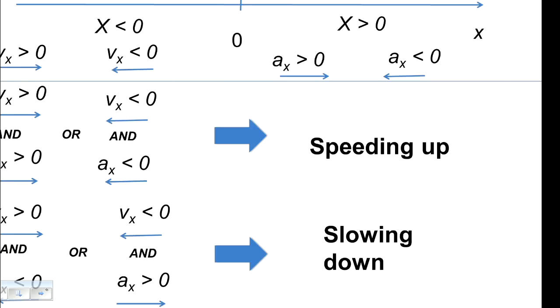This is the summary of situations when things might be speeding up or slowing down. We always point x-axis to the right. So everything which points to the right is positive. Acceleration points to the right is positive. Acceleration points to the left is negative. Same velocity. Now, when velocity and acceleration point in the same direction, object travels faster and faster and faster. Acceleration helps it travel. When velocity and acceleration are opposite, acceleration slows it down. And actually, there is another name for that process, deceleration.